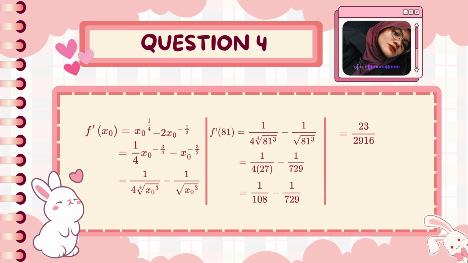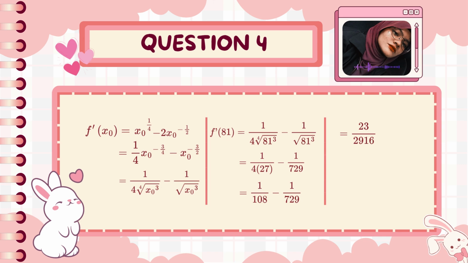Then, we have to differentiate f of x. So, f prime x sub 0 is equivalent to x sub 0 to the power of 1 over 4 minus 2x sub 0 to the power of negative 1 over 2. We take the power to the front and minus the power by 1, which will become 1 over 4 x sub 0 to the power of negative 3 over 4 minus x sub 0 to the power of negative 3 over 2, and equivalent to 1 over 4 fourth root of x sub 0 cube minus 1 over square root x sub 0 cube.